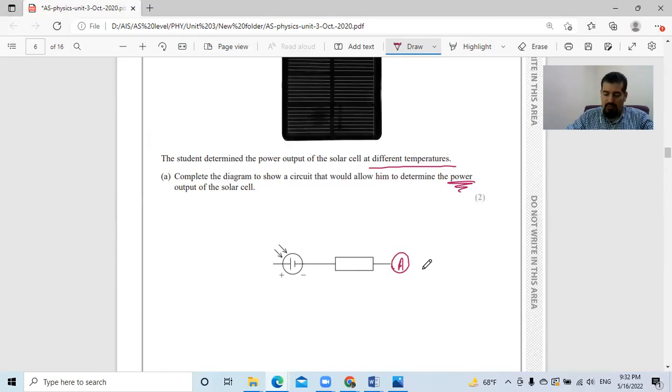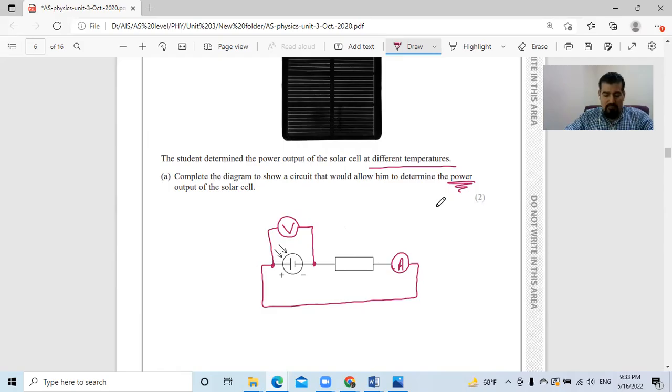Now I need to connect the voltmeter across the solar cell only, because I'm going to study the power output of the solar cell. Now, what else do I need here to connect? I will connect nothing else in this circuit. That's it. If they ask us to change the voltage or to change the current, I will put a variable resistor in the circuit here. But they didn't mention anything about this.